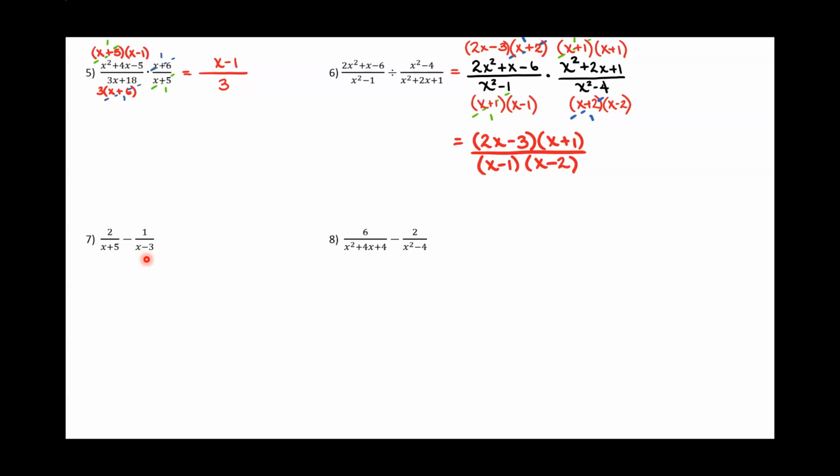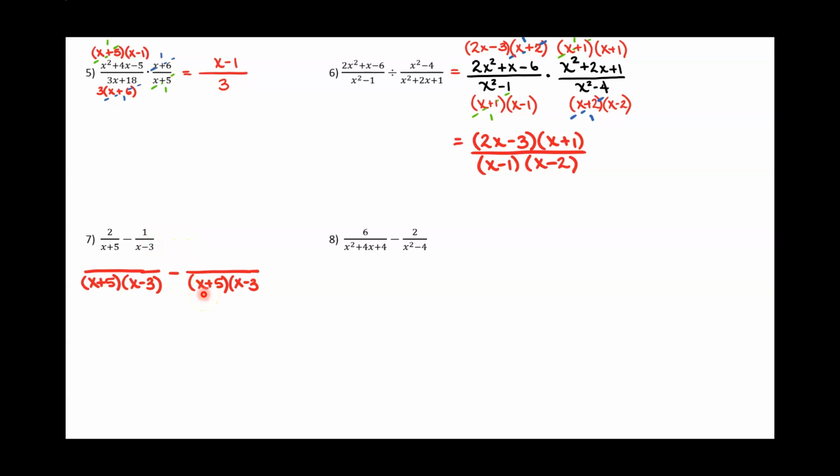All right, so I want to find the least common denominator for x plus 5 and x minus 3. For the least common denominator, I have to keep the highest power of everything. So I had an x plus 5 to the first and an x minus 3 to the first. So I'm going to keep each of those. So I need to rewrite this fraction with this denominator, and I need to rewrite this fraction with this denominator.